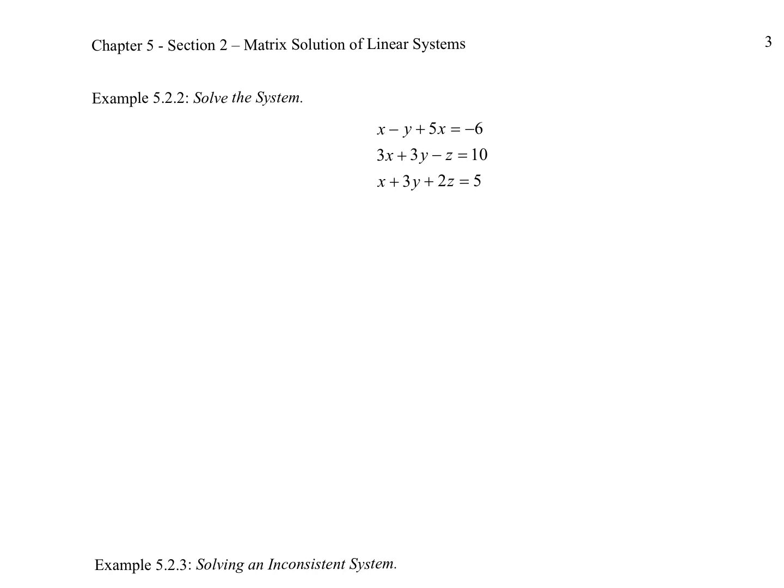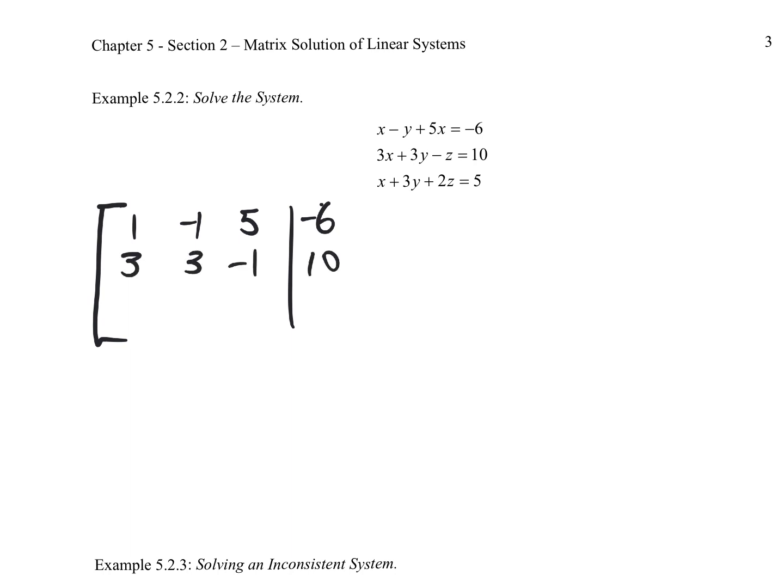And so we've got 3 rows, and we're going to have 1, -1, 5 equals -6, 3, 3, -1 equals 10, and 1, 3, 2 is equal to 5. And there we have it. That is our matrix.